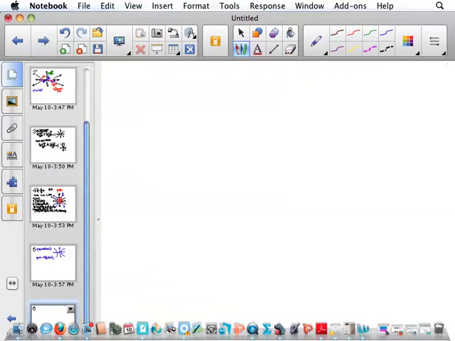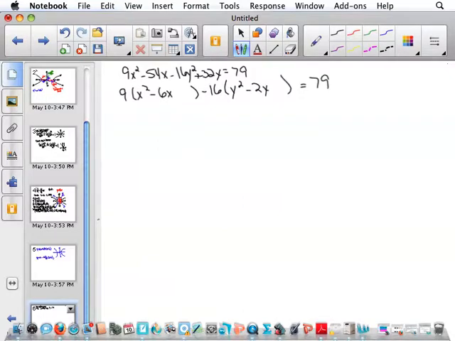Okay, I think it's example number 3 here. It's 9x squared minus 54x minus 16y squared plus 32y equals 79. You're going to have to complete the square on this. You need to be a little careful with this one. So I have 9 times x squared minus 6x minus 16 times y squared minus 2y equals 79.